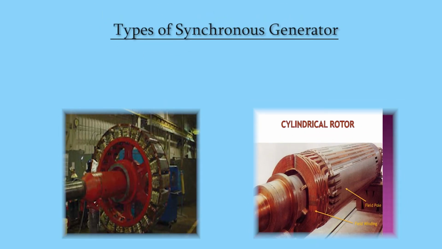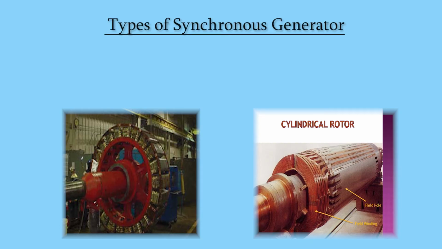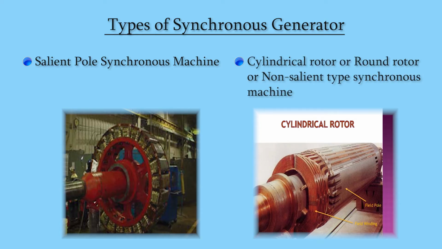These are the pictures. You can see two types of synchronous generators. As you can observe in the salient pole synchronous machine, the poles are projected out of the surface, and in between you have the winding. Whereas in the case of the cylindrical rotor, you have a smooth surface. So salient pole synchronous machines are normally used for low speed operation, whereas cylindrical rotor machines are normally employed for high speed.